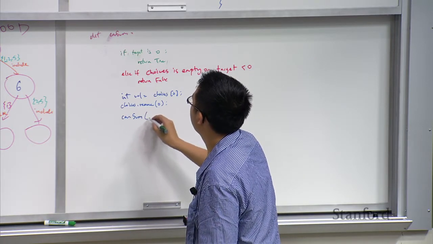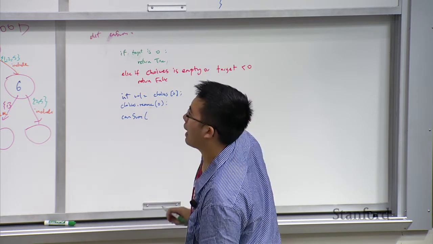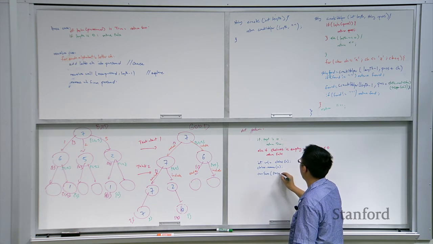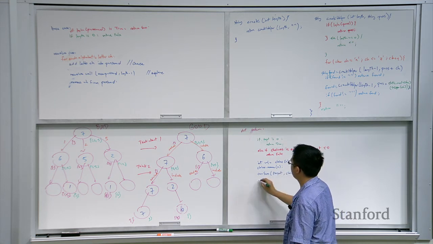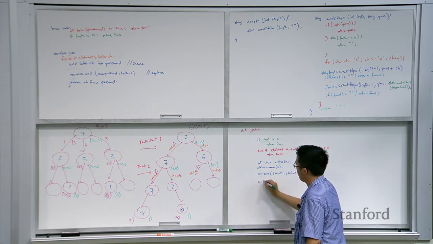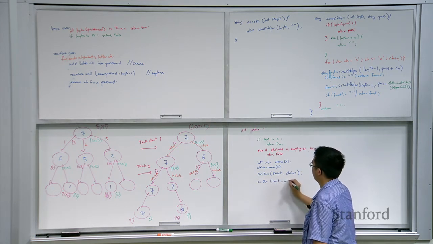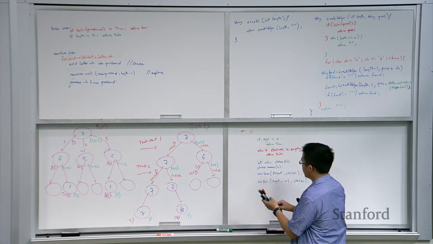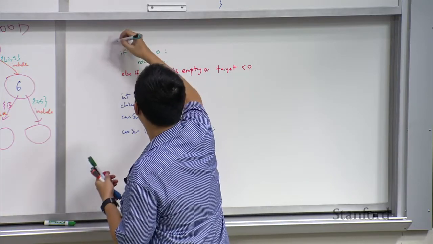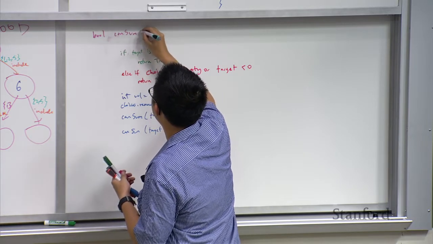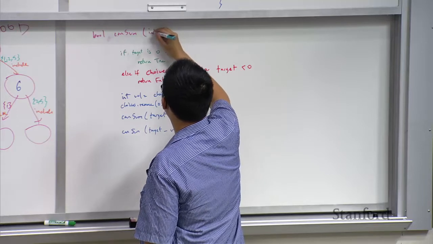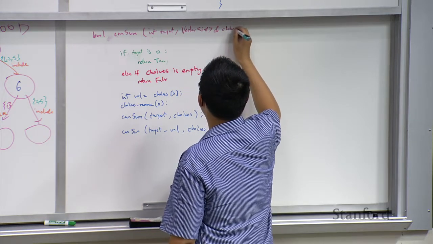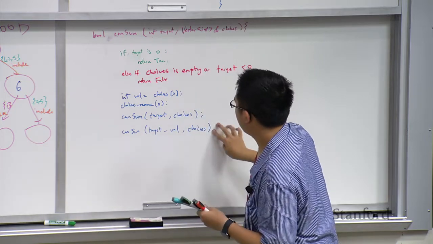Can sum of, let's see, can sum of, what? How are we changing the recursive calls? We can either exclude, in which case we don't change the target. So else we can just say can sum target, choices. And we can also have can sum target minus value, choices. Okay? Let's just turn this into code really quickly. Bool can sum of a target int target, vector choices.